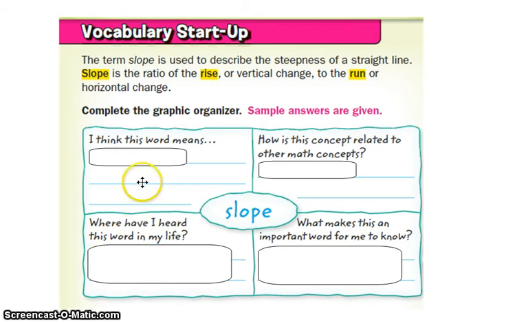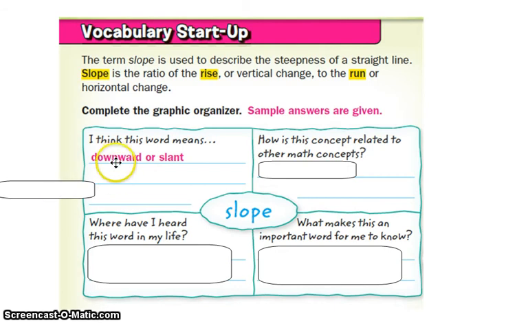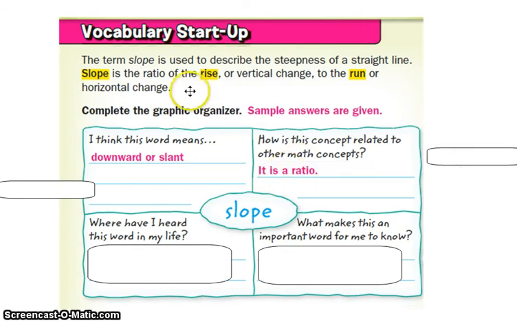Okay, I think this word means, they put downward or slant. You could have put steepness. Okay, how is this concept related to other math concepts? Now you could have had different answers here, but it is a ratio. We looked up here at the definition. It's a ratio or it's a fraction. Rise over run. We have a numerator and we have a denominator, so it's a fraction, it's a ratio.